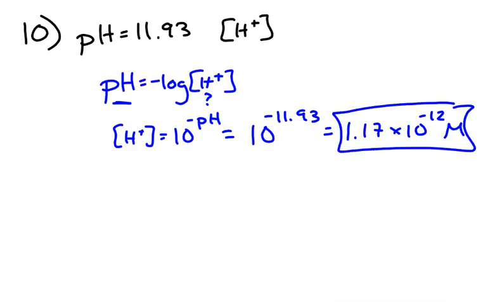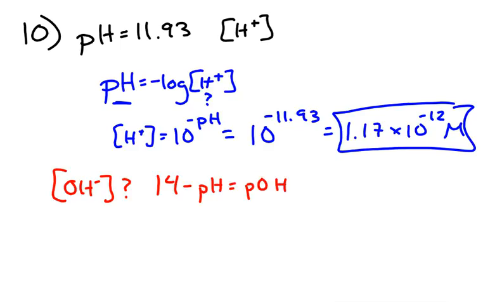Now, how can I get OH minus? What's one way I could do that? I want to talk about being flexible here. So, how can I get this? Okay, so you're saying 14 minus pH, I could get pOH, right? And then take 10 to the negative pOH. Okay. Tyler.